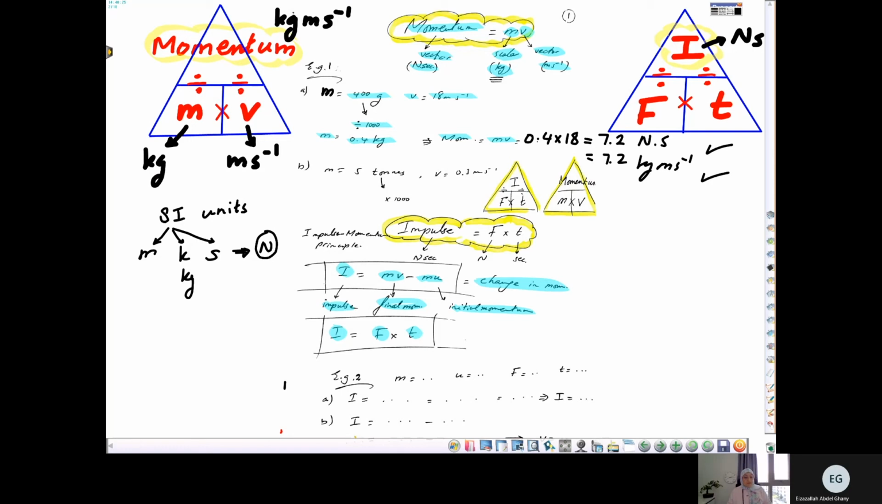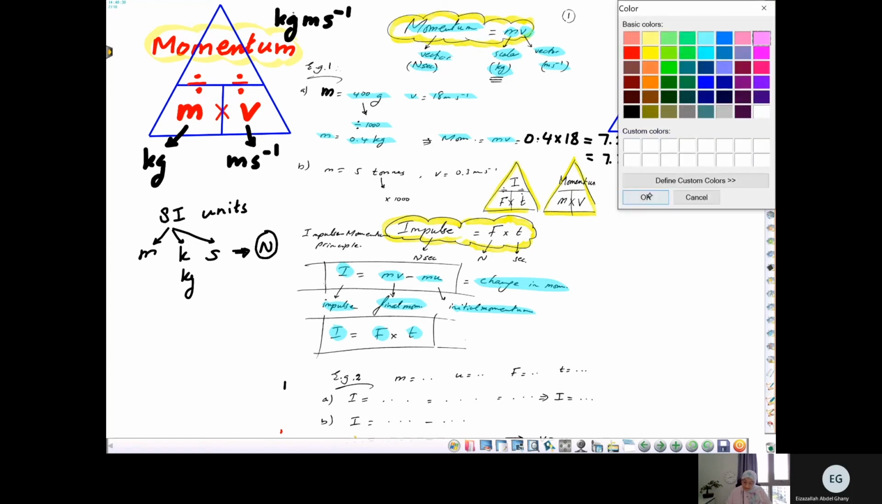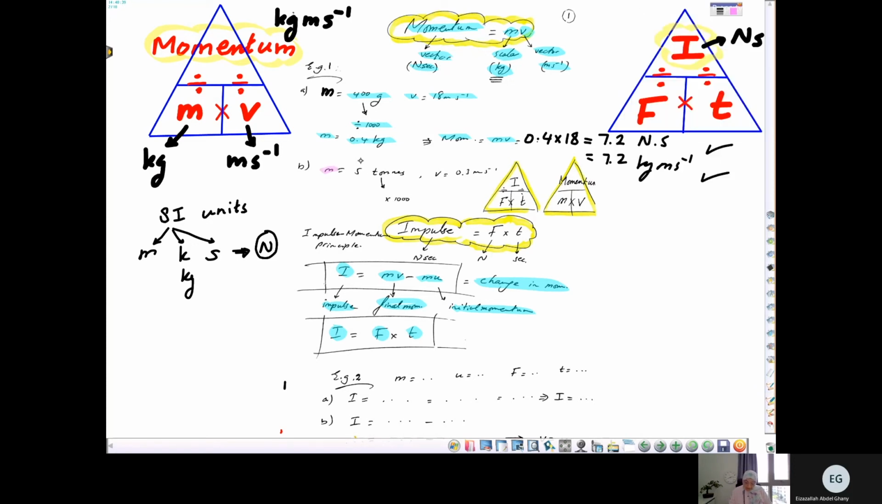The next question. A lorry of mass 5 tons moving at 0.3 meter per second. If the mass is 5 tons, it needs to be converted. Okay, let's go. Mass is 5 tons, you multiply it by 1000. Big to small, multiply; small to big, divide. And velocity is 0.3 meters per second, no convert.